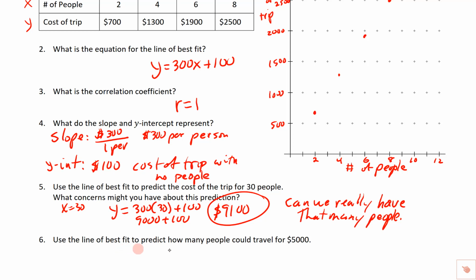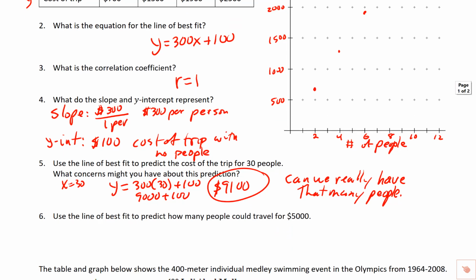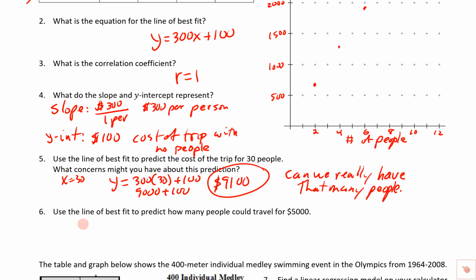And then it says use the line of best fit to predict how many people could travel for $5,000. So let's go ahead and use our model here. What they're telling us on this one is that Y is equal to 5,000, because they're giving us a dollar amount. So we're going to do 5,000 equals 300x plus 100. I'm kind of thinking ahead here. We're going to subtract 100 from both sides. That's going to be 4,900 equals 300x.